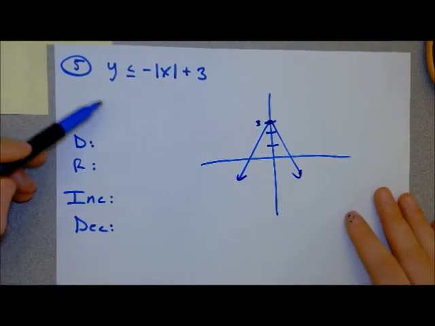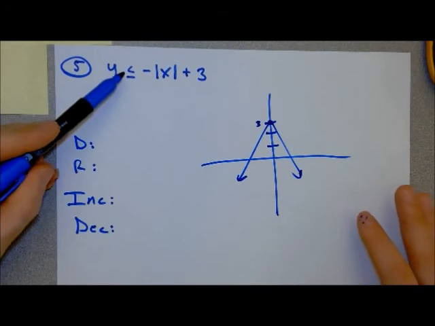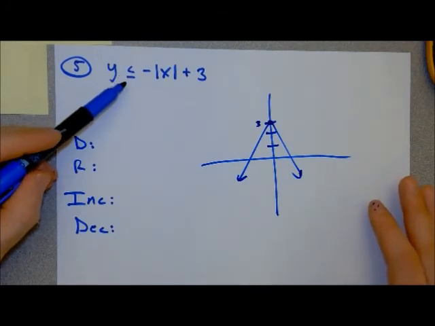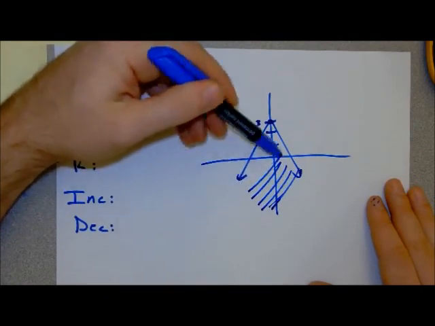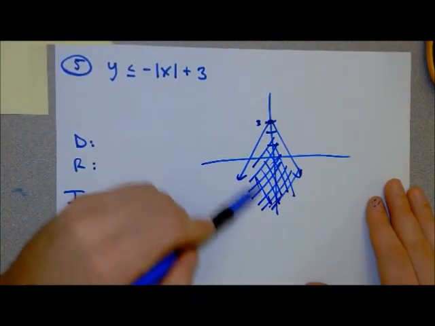So now we have our graph, but before we do that, you also see that it says less than or equal to. Less than or equal to means we need to shade, and in this case you want to shade down because it says less than.